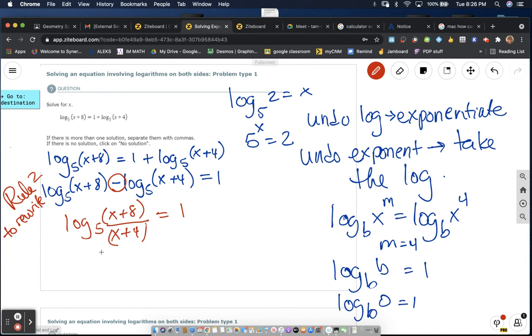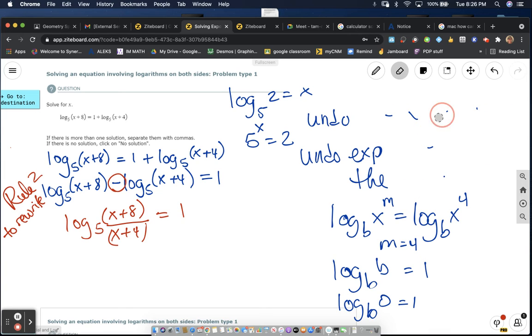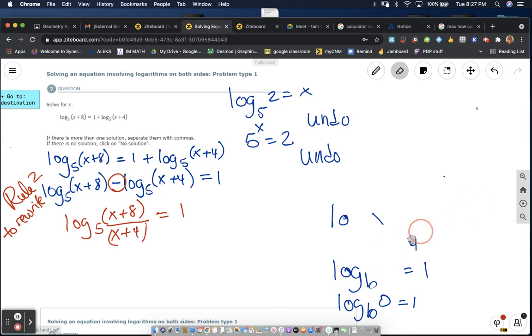Now what do we do from here? This is the part where I need some more space, you guys. Oh, and I can't erase this because I locked it down. Let me unlock it and erase it. I can't erase all of it. I can't get too close because then I'll erase the box with the problem.